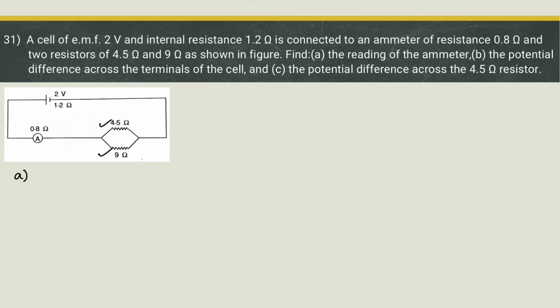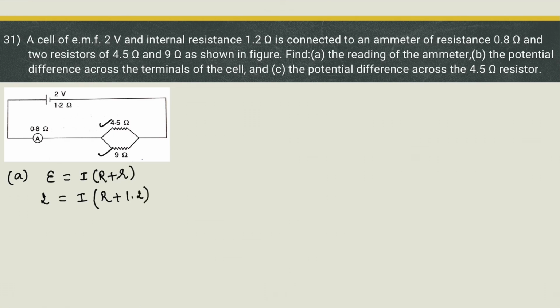So to find the reading of ammeter, the formula is very simple. E is equal to I into R plus small r. EMF is known, yes, 2 volt. Current, no, that is what we want to find. Capital R is also not known directly, so we'll have to calculate R first, and internal resistance is 1.2.